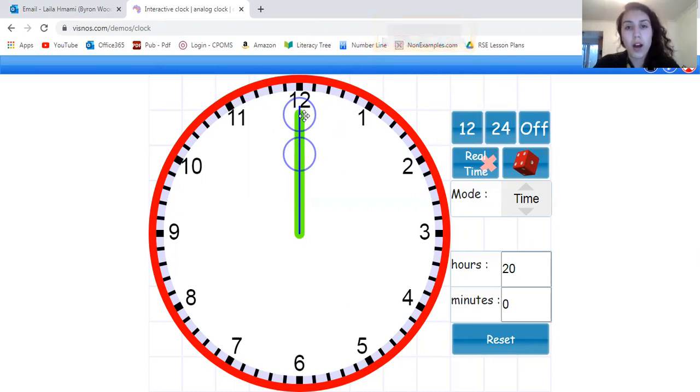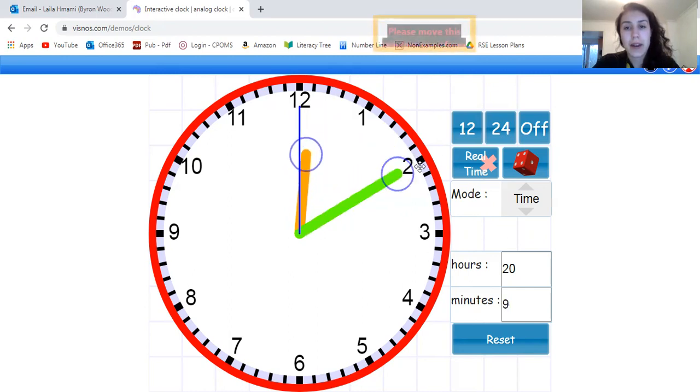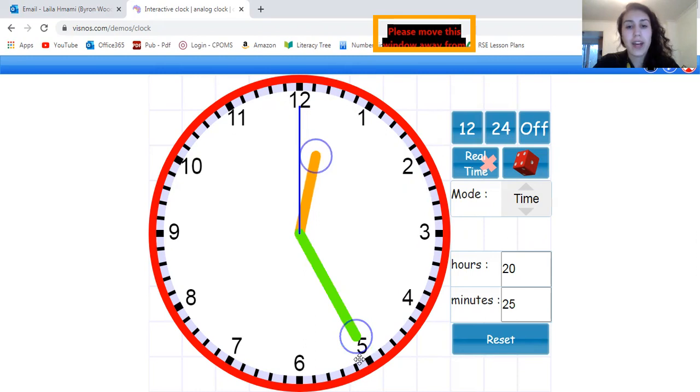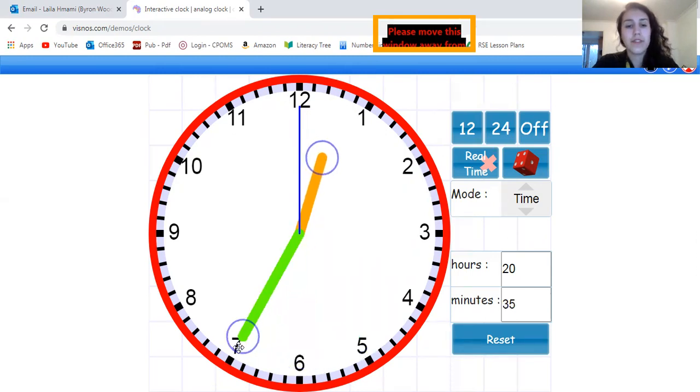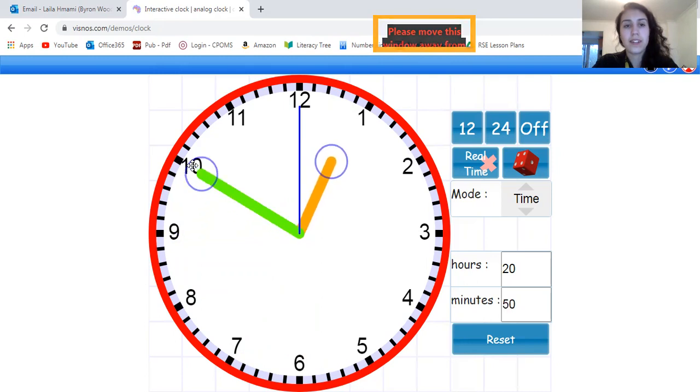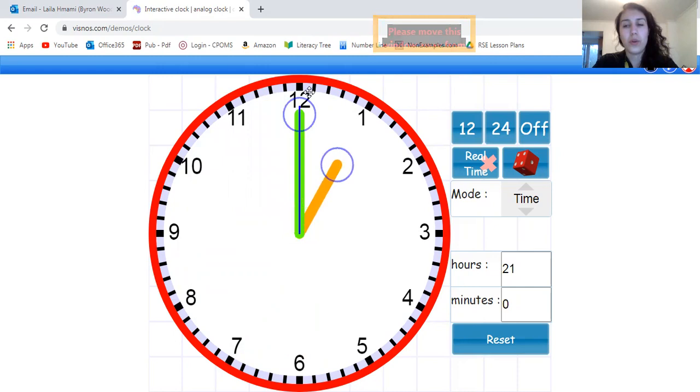So o'clock, 5 past, 10 past, quarter past, 20 past, 25 past, half past, 25 to, 20 to, quarter to, 10 to, 5 to, o'clock.